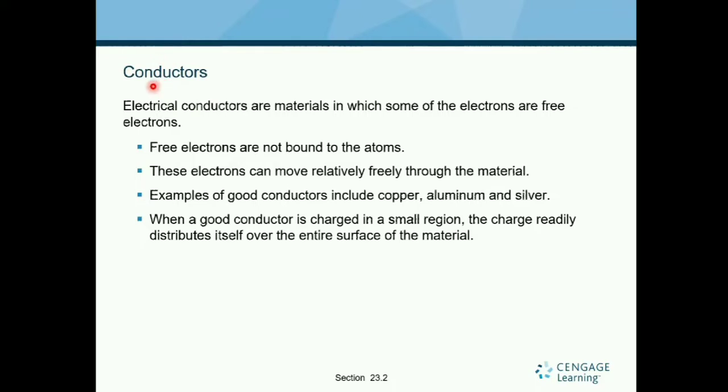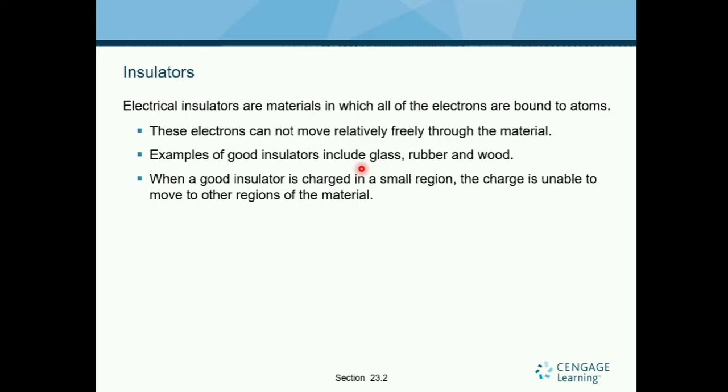A conductor basically means there are free electrons in the material. The free electrons are those electrons which are not bound to the atoms. Okay, so that's a conductor. Then there's another concept called an insulator. What's an insulator? Electrical insulators are the materials in which all of the electrons are bound to atoms. If all the electrons are bound to atoms, there are no free electrons. So these electrons cannot move relatively freely through the material.